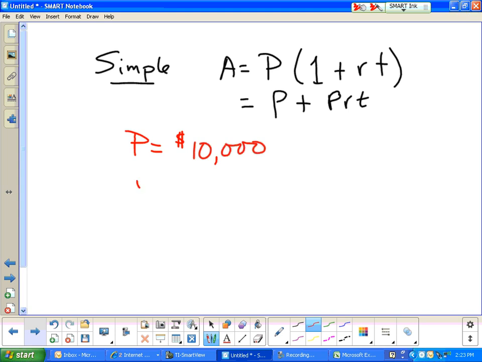So let's assume, though, that you're getting a good investment. R is 5%, and let's say you want to invest it for 4 years. And the question is, how much money will you have after 4 years at 5% a year? Simple interest. Well, you can look at this as 5%, that's the same as 0.05, and if you multiply it times your initial investment, you'll get $500. So every year you expect to make $500.